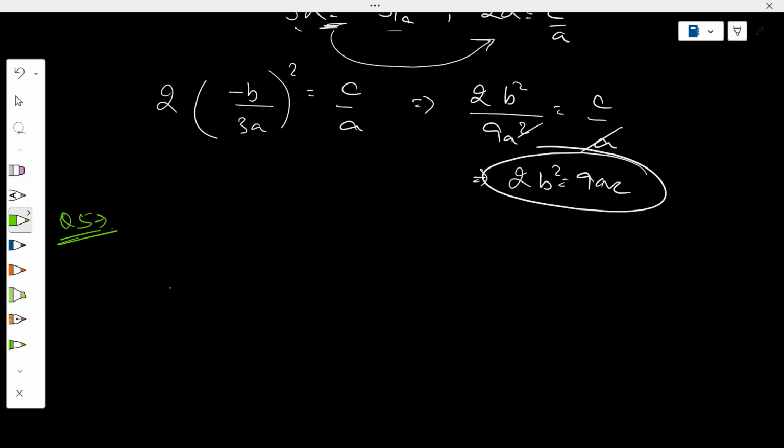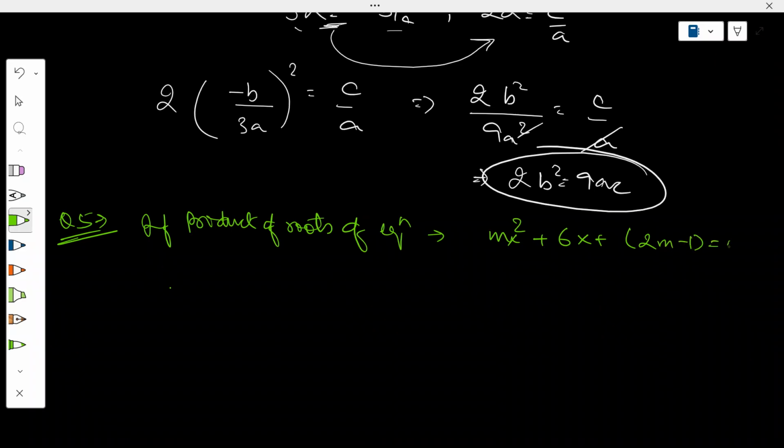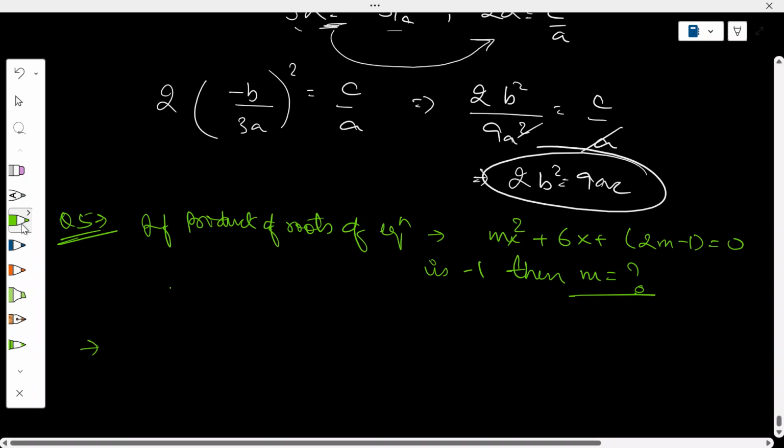Here we are given that if the product of roots of the equation, which is mx square plus 6x plus 2m minus 1 is equals to 0, is minus 1, then the value of m will be, so we have to find the value of m.